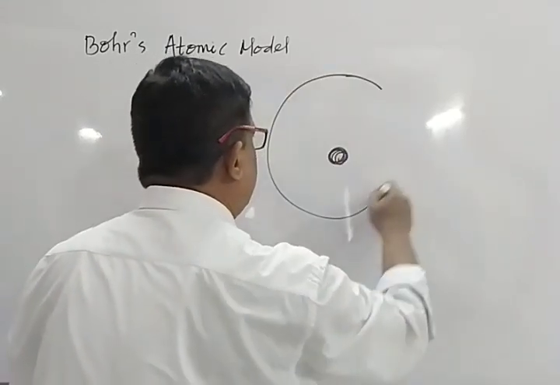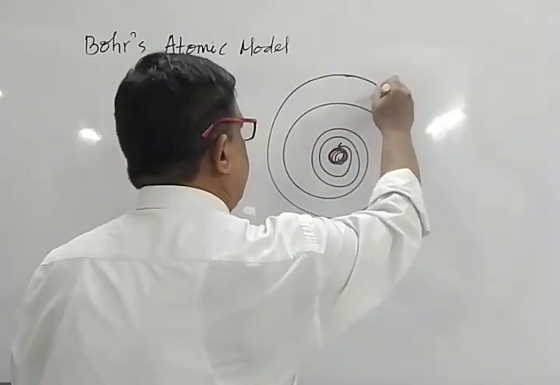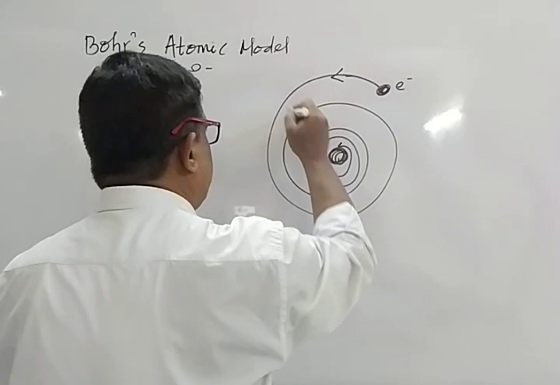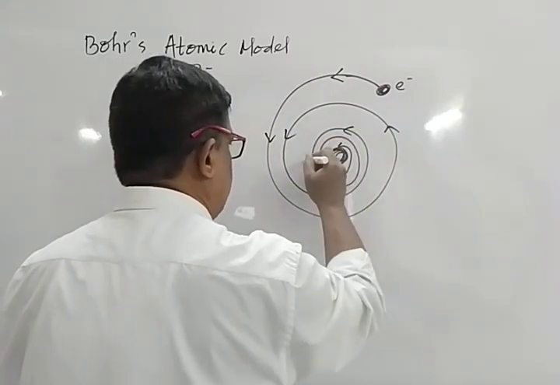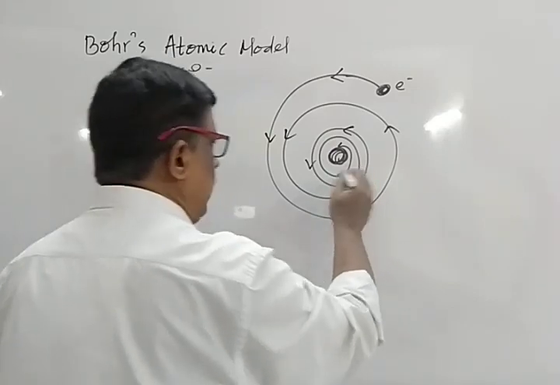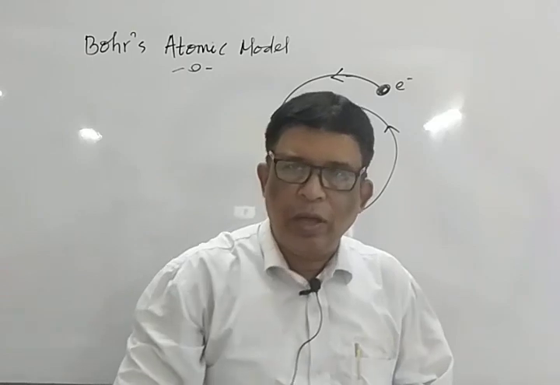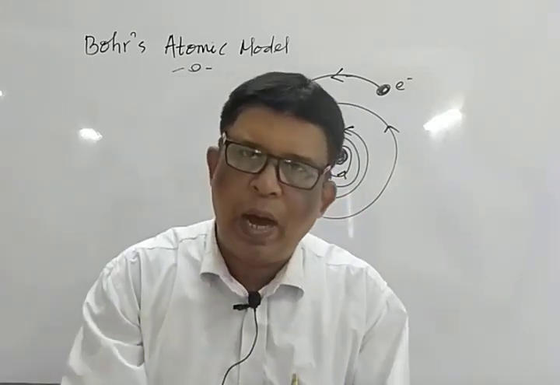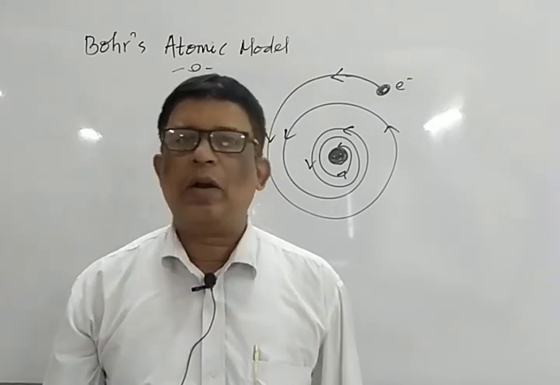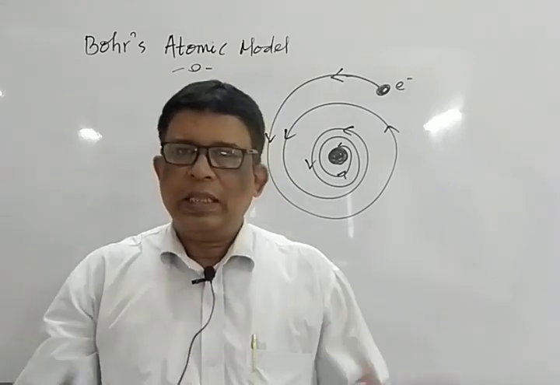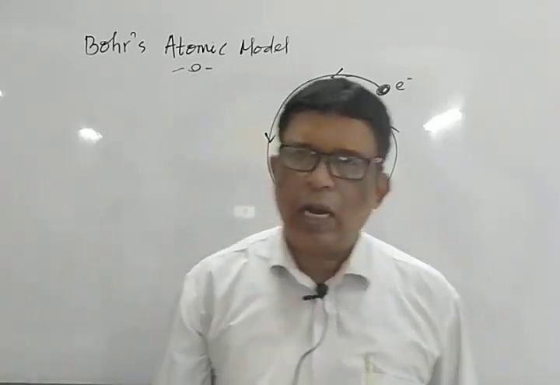So it follows a spiral path. It is the moving electron, following a spiral path and finally coming nearer to the nucleus, finally bombarding the nucleus, as a result of which the atom collapses. But actually it is not happening. These are the two important drawbacks of Rutherford atomic model.